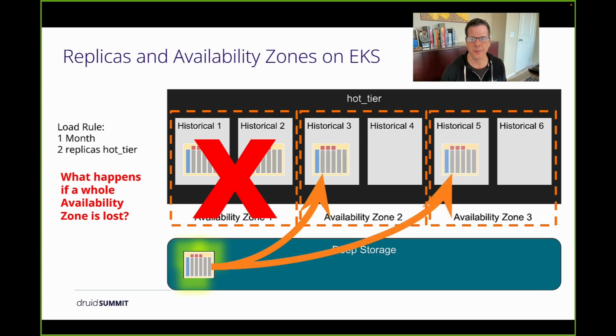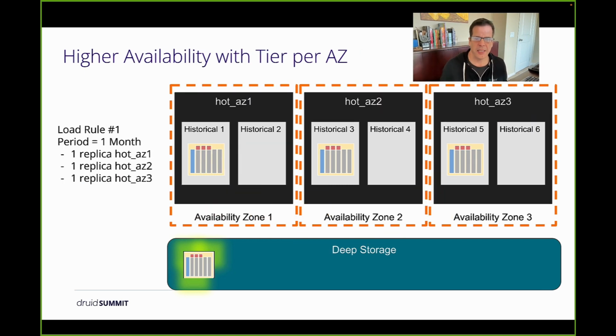Well, this is the recovery from the historical, right? If this failure occurs, the coordinator will ask other historicals in other availability zones to load the segment again. But there's a different way of configuring this that will avoid the hiccup in the query processing. And that's by defining a tier that only spans each availability zone. So let's say we want just a hot tier. We can create a single load rule that loads one replica of the segment to each availability zone, right?